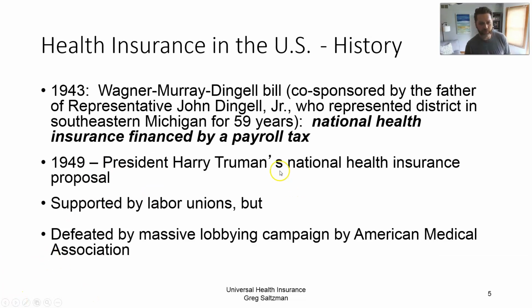It really didn't take hold through the early 20th century. There are a number of bills that were put forth. President Truman proposed a national health insurance plan in the 1940s. It got some pretty wide support. However, of all folks, there was a massive lobbying campaign by the American Medical Association that helped to defeat that national universal health insurance plan from President Truman.